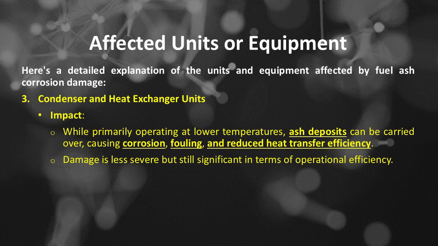Number 3 of the units and equipment affected by fuel ash corrosion damage is condenser and heat exchanger units. Impact: while primarily operating at lower temperatures, ash deposits can be carried over, causing corrosion, fouling, and reduced heat transfer efficiency. Damage is less severe but still significant in terms of operational efficiency.